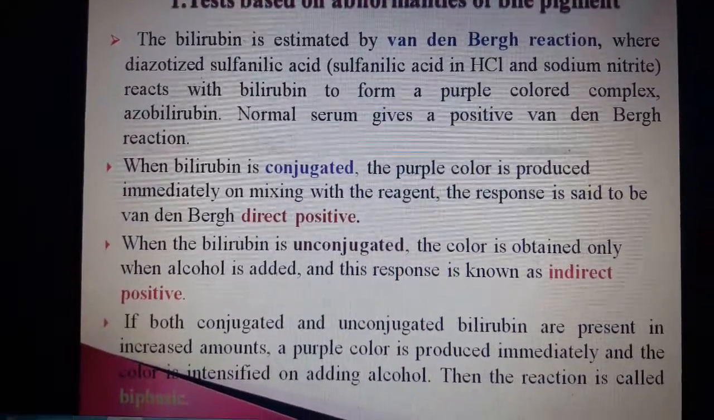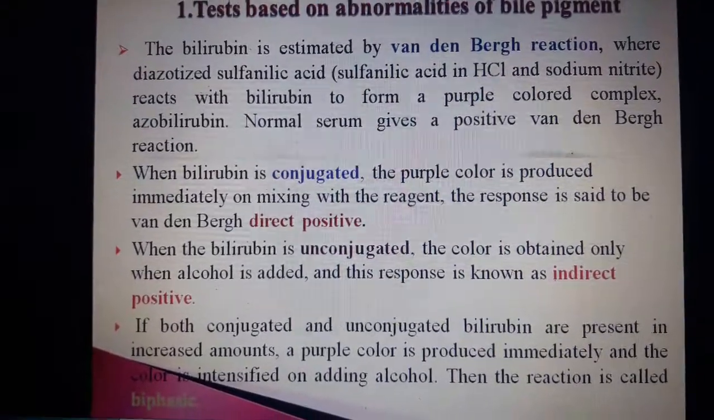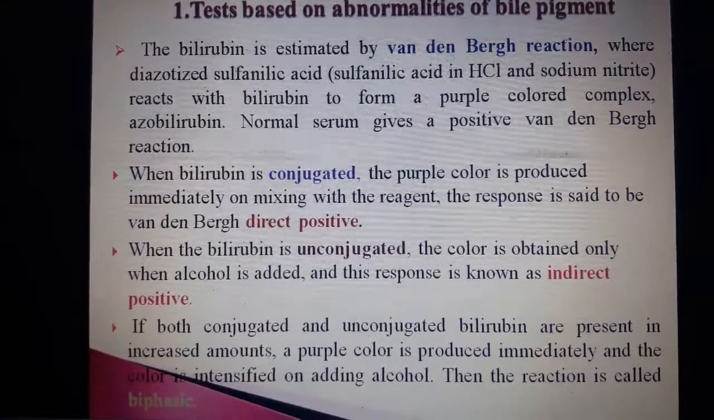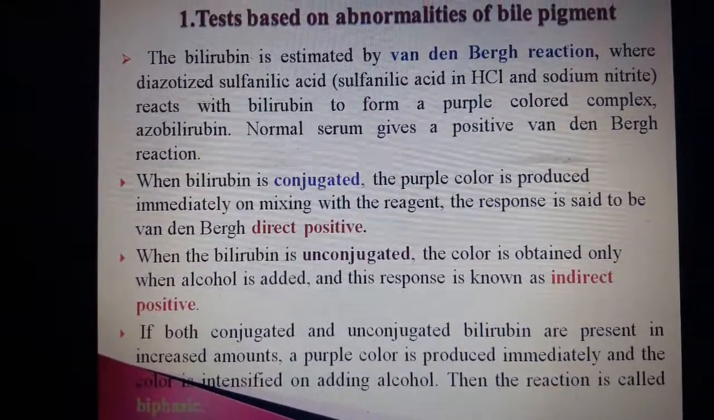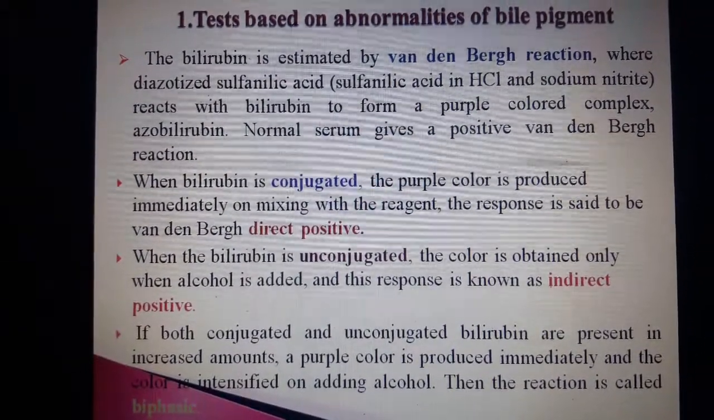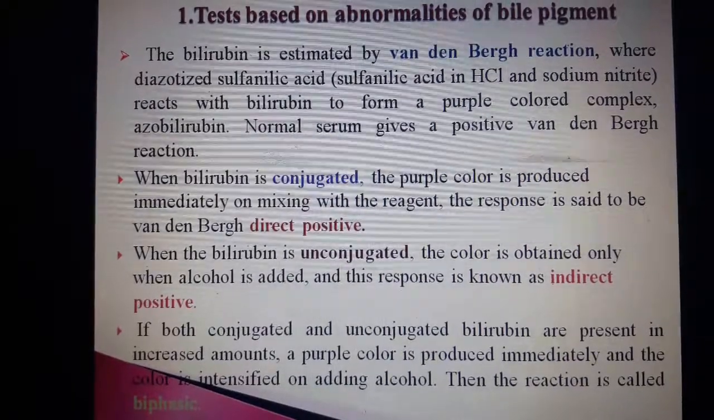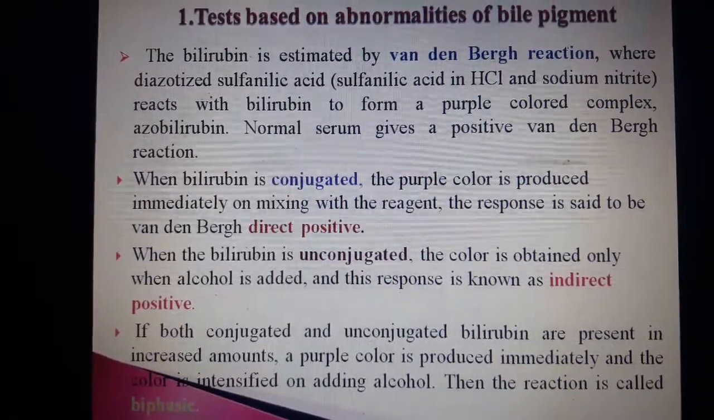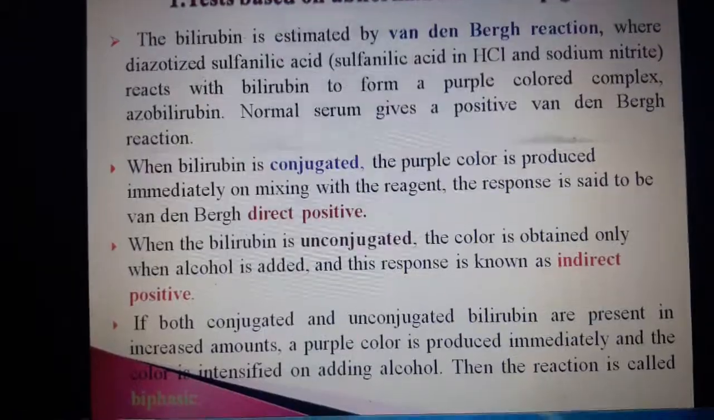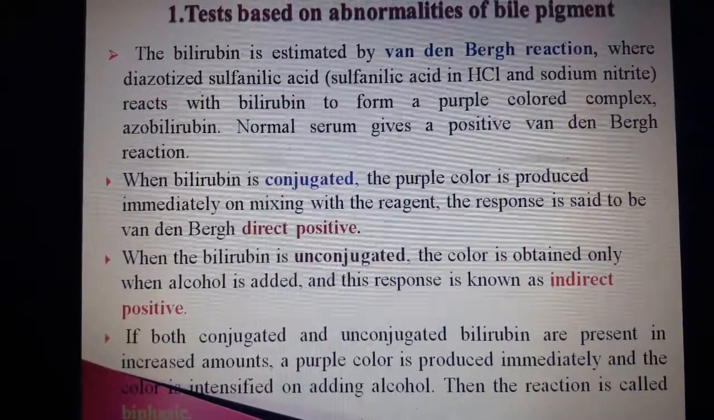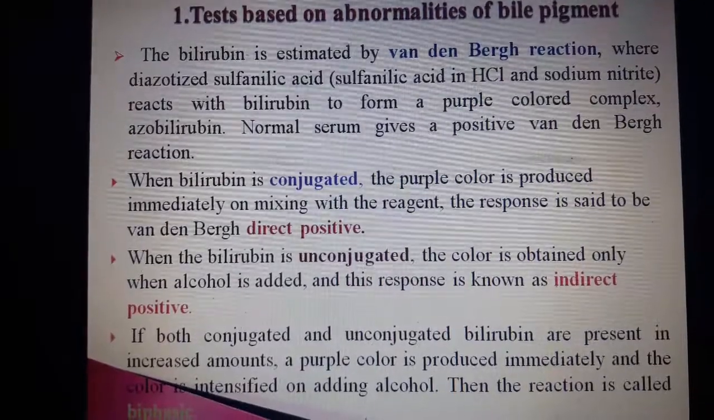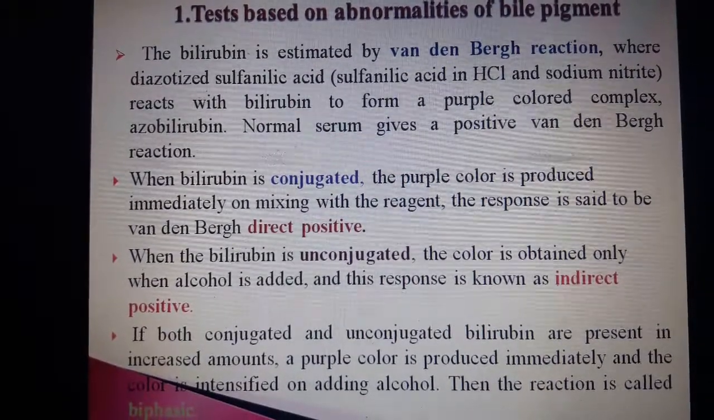When the bilirubin is unconjugated, the color is obtained only when alcohol is added, and this response is known as indirect positive. Suppose both conjugated and unconjugated bilirubin are present in increased amount, a purple color is produced immediately and the color is intensified on adding alcohol. Then the reaction is called biphasic.